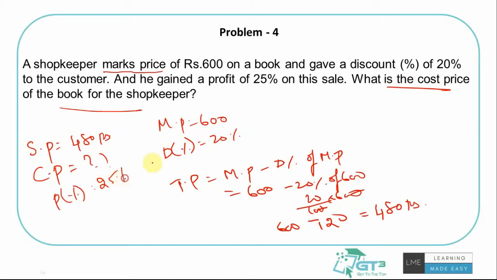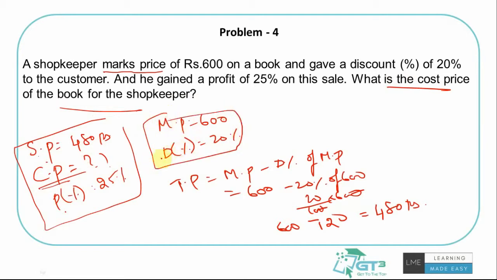You see, this could have been a direct question which we have done earlier. I give you selling price, I give you profit percent, I ask you cost price. This is a question where I'm slightly making it a difficult one by adding one more layer where I'm giving you mark price and discount percent so that you use that to find the selling price. Once I find the selling price, I again use the same thing.